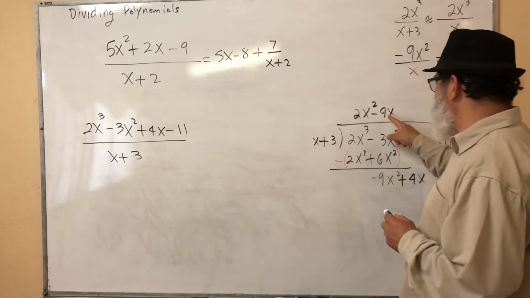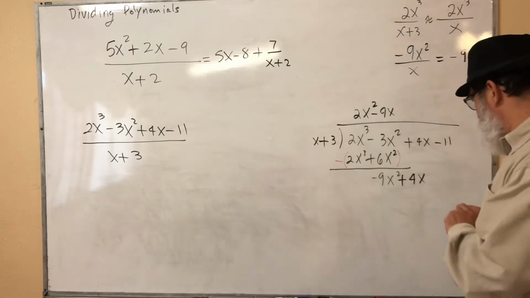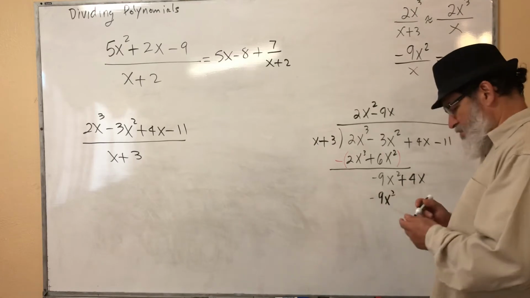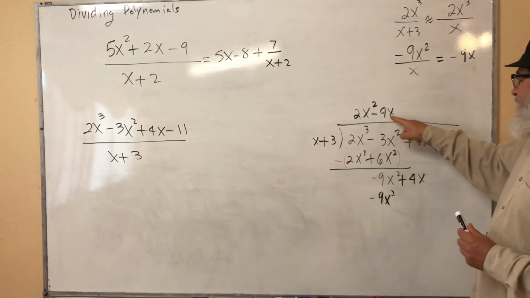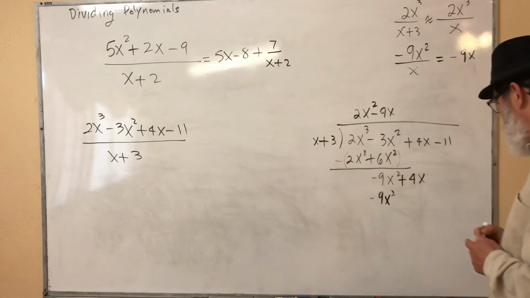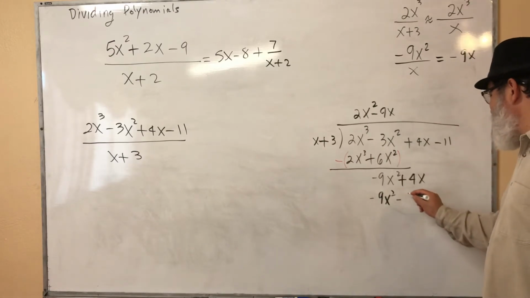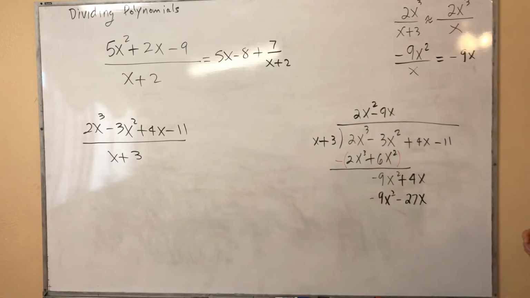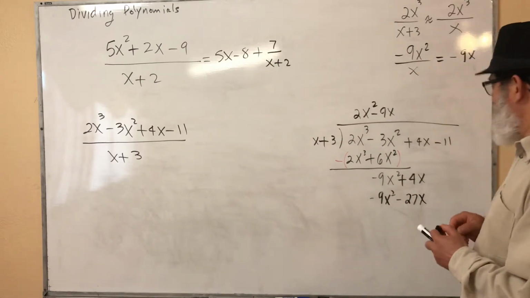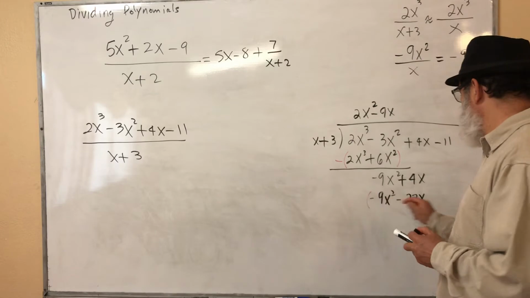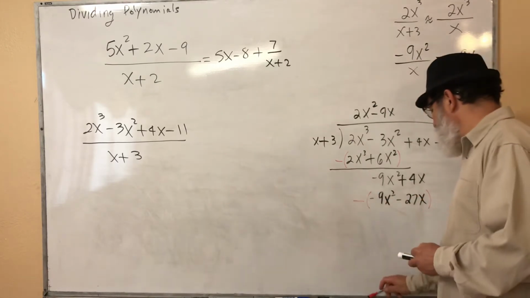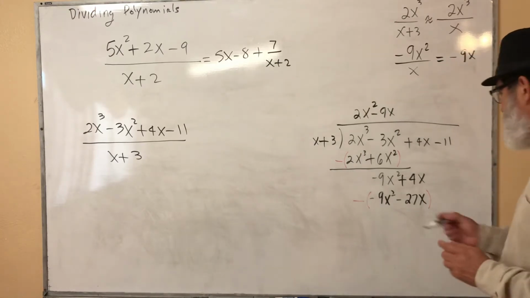The next step is to multiply. What's negative 9x times x? Negative 9x squared. What's negative 9x times 3? Negative 27x. Yep. What's the next step? Subtract. That's the next step. Subtract. Here we go.